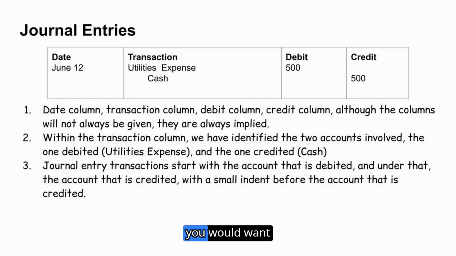After the date section, you would want to identify the accounts involved in the transaction. In this example, we have identified utilities expense as the account being debited, putting the value it's being debited for in the debit column, and cash as the account being credited, putting the value it's being credited for in the credit column. Take note of how the debit account comes first, followed by the credit account, and then the credit account has an indent before the account name. All journal entries will follow this type of format.